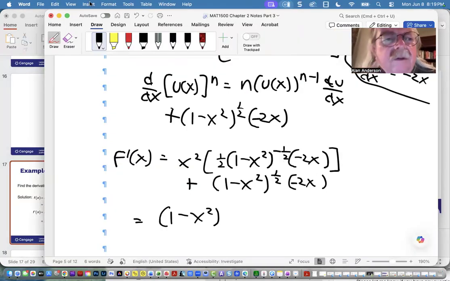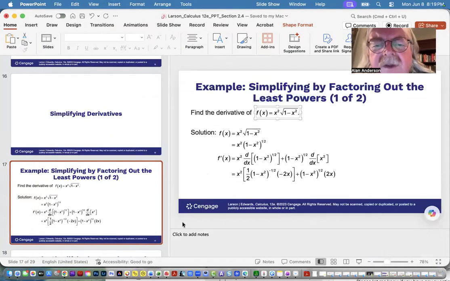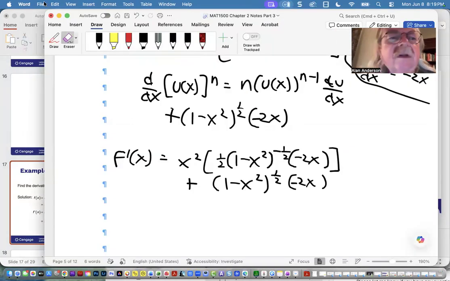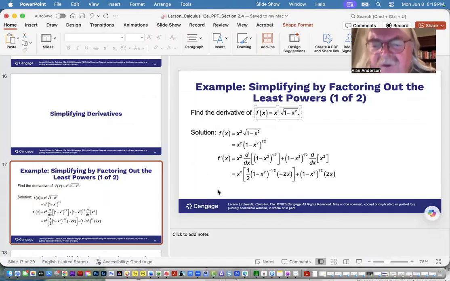What do they want us to do? Hold on, I just want to make sure I'm not messing this up. We've got x squared, 1/2, 1 minus x squared to the minus 1/2, negative 2x. That's fine. Plus 1 minus x squared to the 1/2, 2x. All right, we're good. Oh, wait a minute. No, this one isn't negative. Sorry, I was wrong about that. I had it the first time. So what exactly do they mean for us to do then?